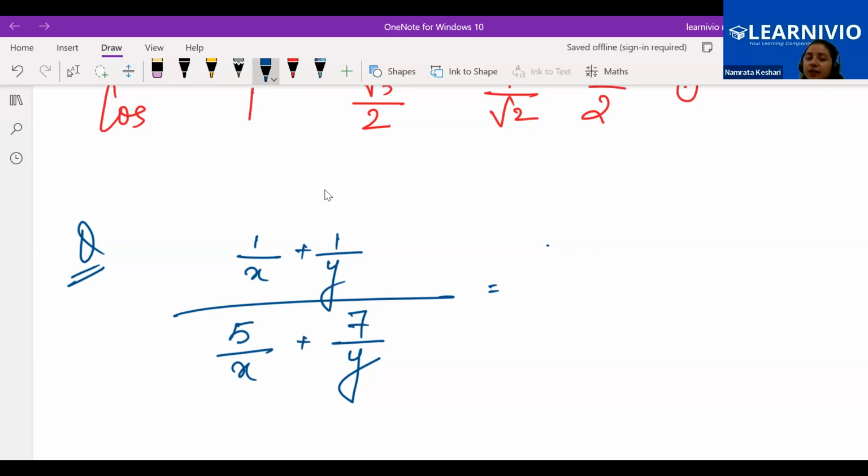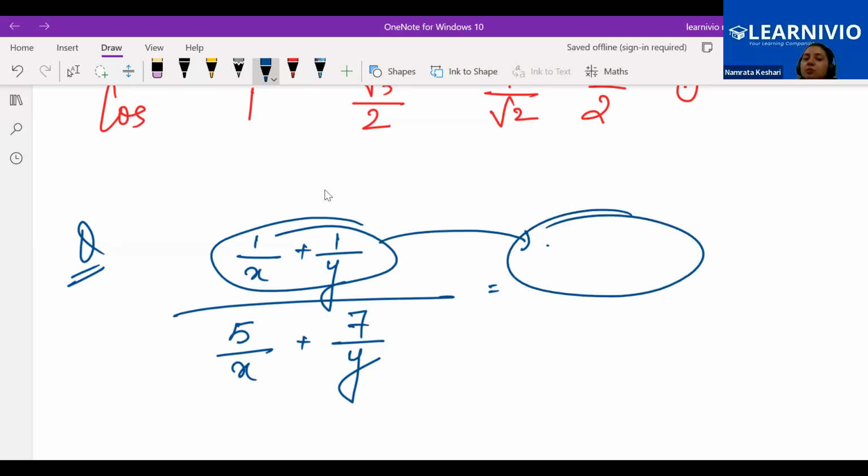So for the numerator, we will focus completely on this part first. The denominator is x, the denominator is y. We will be finding the LCM of the denominators. Can you tell me what is the LCM of x and y? LCM of x and y is xy. And what will be there in the numerator? It'll be 1y. The first one will be 1y, just y, or 1x, just x, right? Yeah.